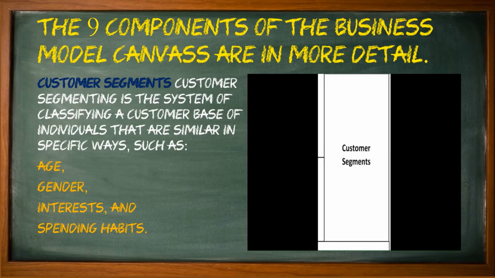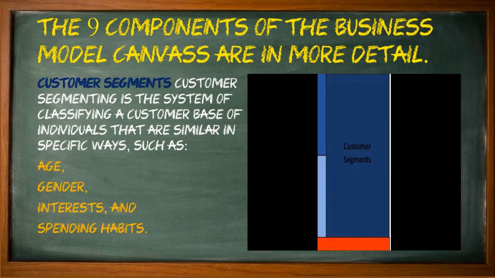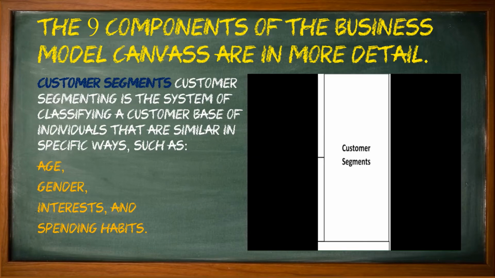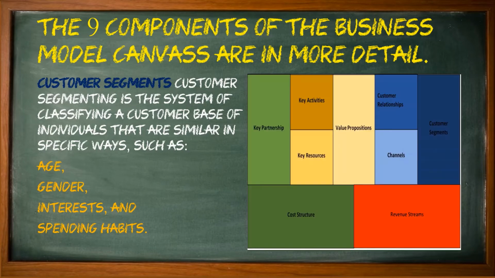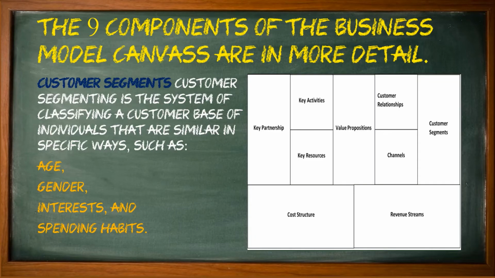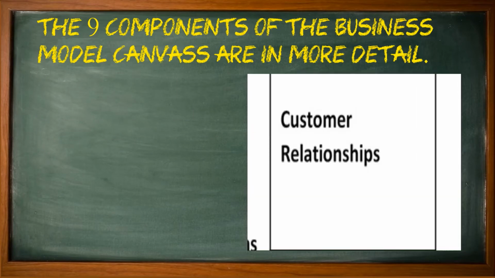Another thing to gauge and understand is your market size and how many people there are in the customer segment. It will help us understand the market from a micro and macro perspective. To start understanding the customer, create customer personas for each of the customer segments. Now, the 9 components of the business model canvas in more detail.